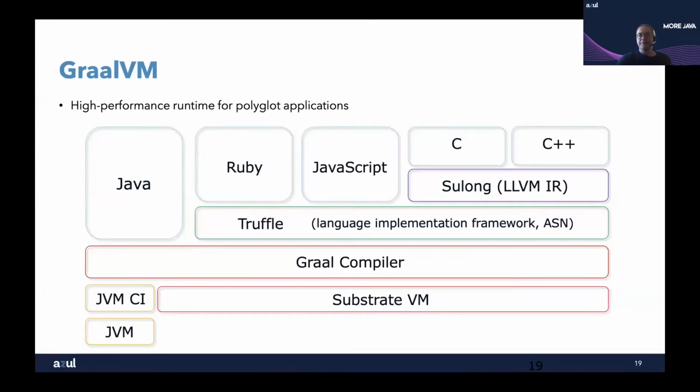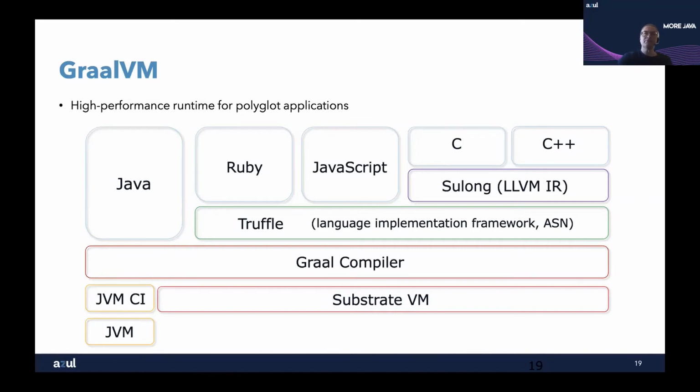So GraalVM has been around for a long time. I used to work for Sun Microsystems when it was still Sun Microsystems, and this was a research project that was started by Sun Labs. So this goes back 15, probably even 20 years now. And the idea behind GraalVM is a high-performance runtime for polyglot applications.